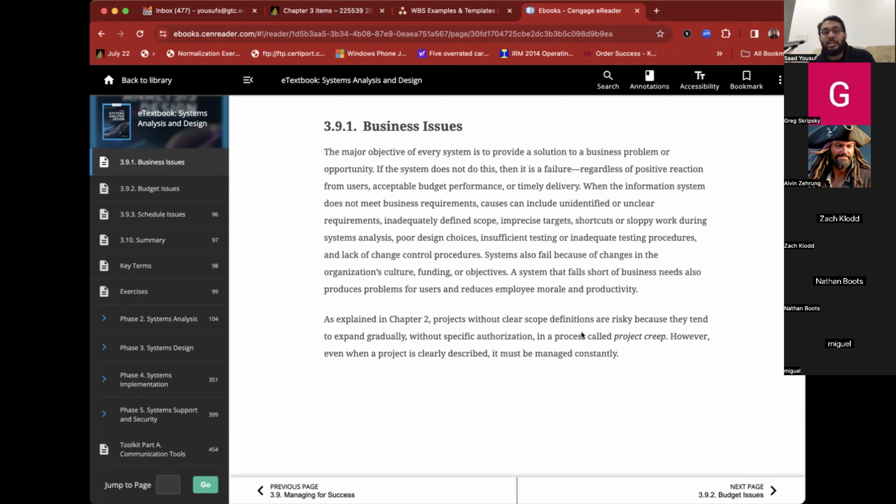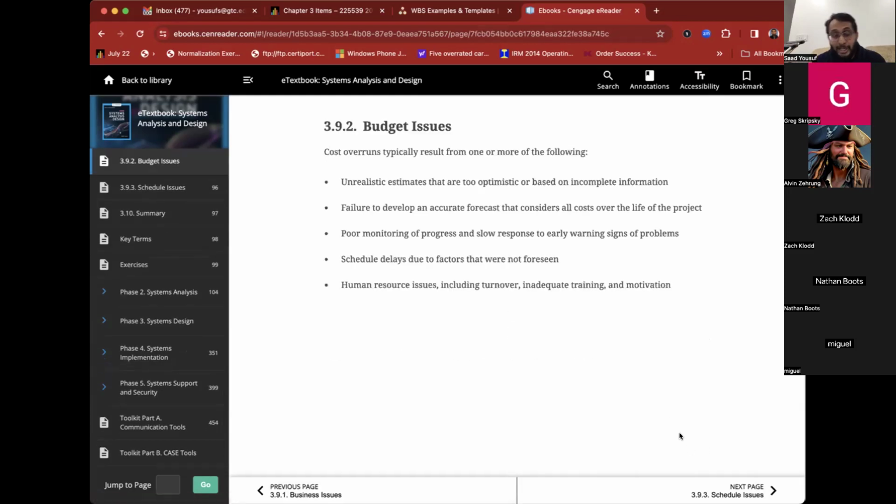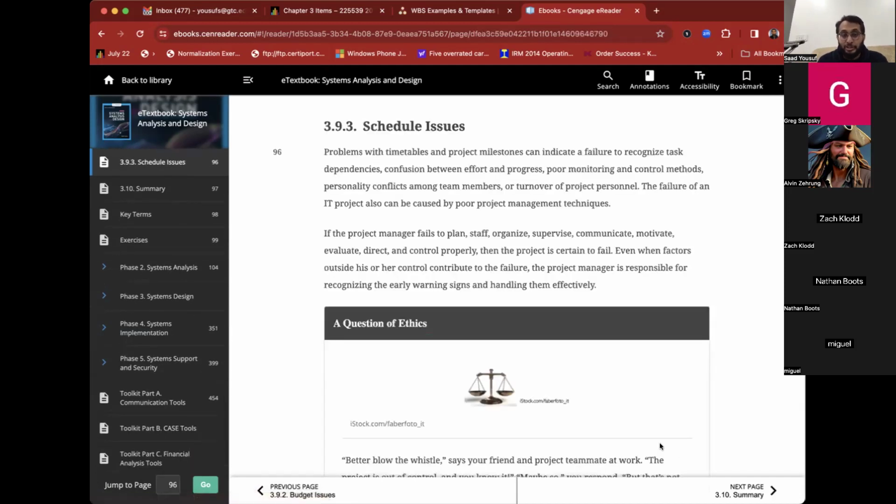Anything that is imprecise, precise it, and so on and so forth. So the whole idea is to make sure everything runs smoothly. If there are budget issues, then unrealistic estimates could be one of the reasons, if there are no other unforeseeable reasons that would come forward, or failure to develop an accurate forecast, or poor monitoring of the progress, or scheduling delays, or human resources issues. They could all contribute to that factor.